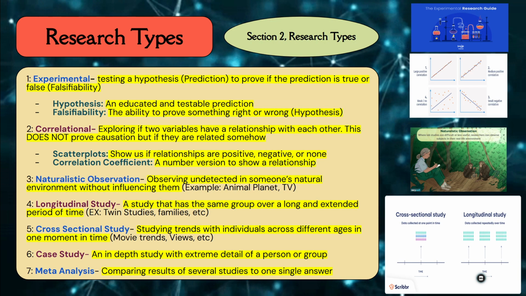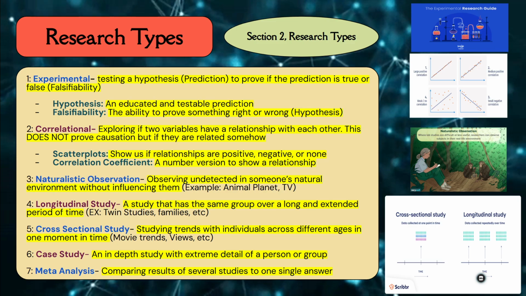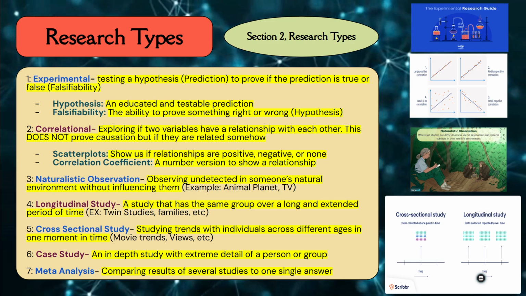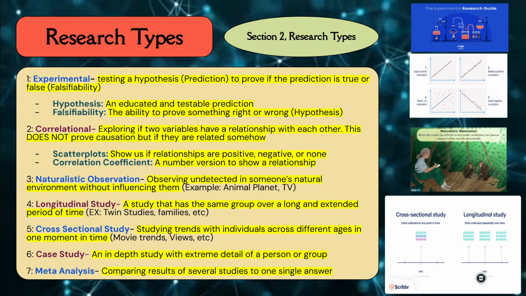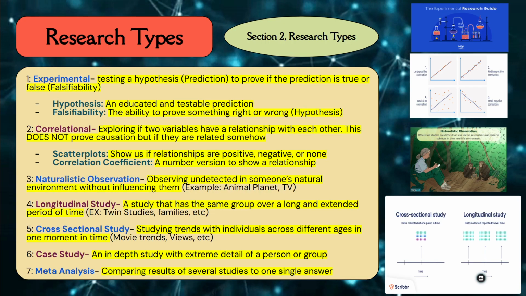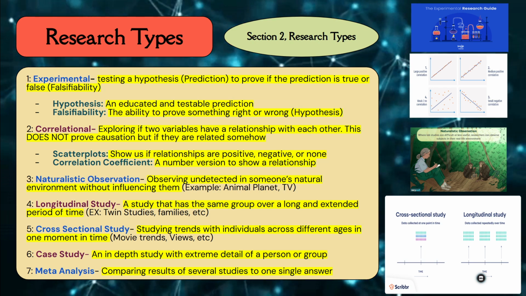Longitudinal studies, these are studies that have the same group over a long extended period of time. They might follow twins for 10, 15 years and constantly check on them every year for changes of personality or things of such. These are basically studies that take a long, which is in the name, period of time to do with the same people. Cross-sectional is a lot different. This is when we look at trends over different ages at one moment in time.